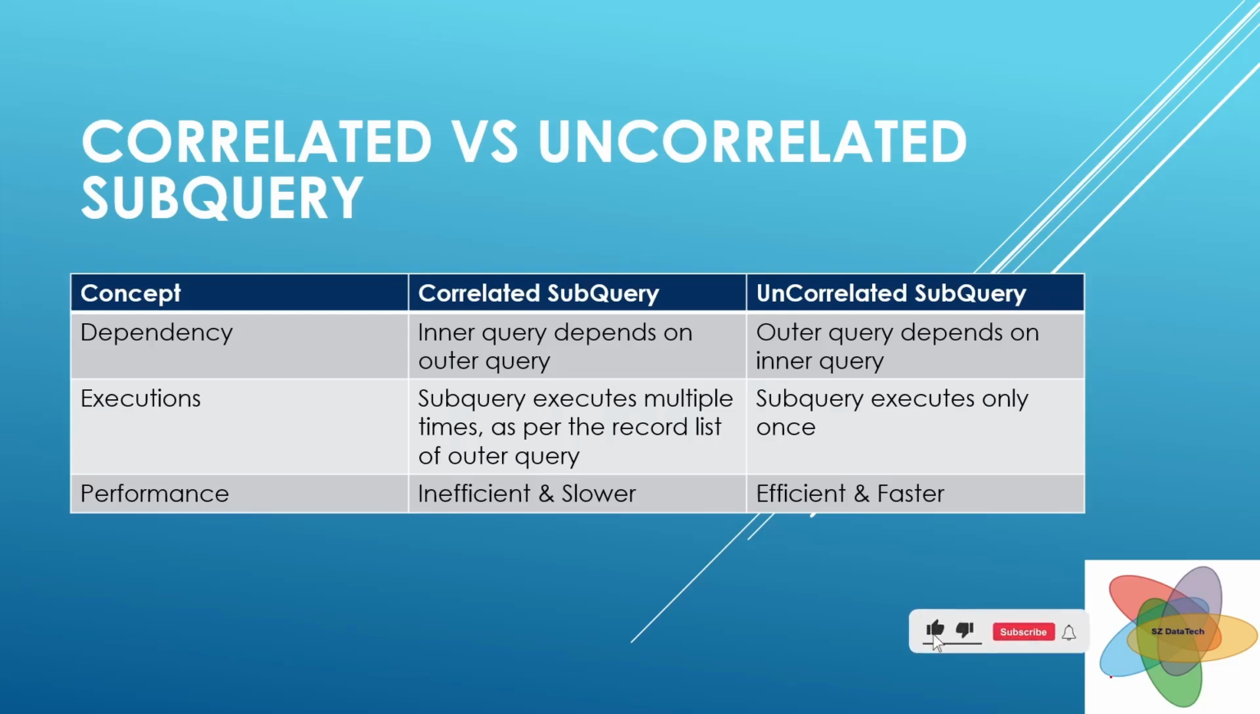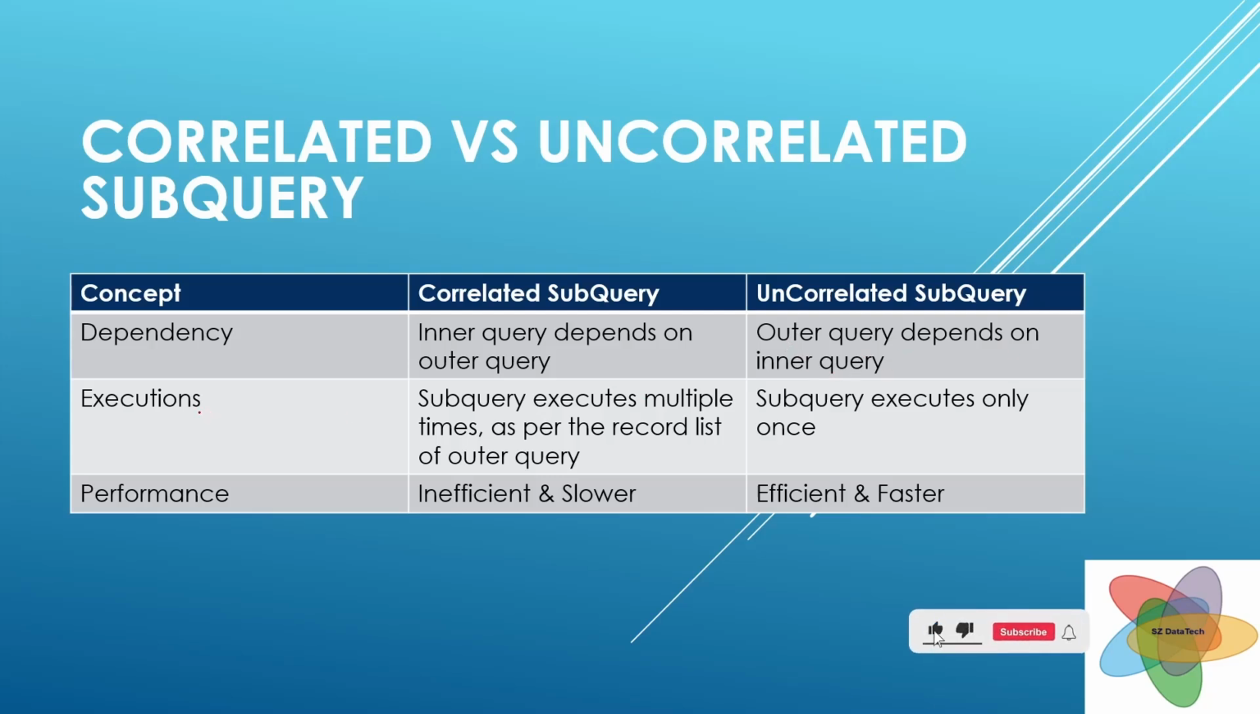Now let's discuss the difference between correlated subquery and uncorrelated subquery. An uncorrelated subquery we can also call a normal subquery. We have provided this difference on the basis of concepts like dependency, execution, and performance. Let's discuss dependency. In the case of a correlated subquery, the inner query, which we can call the subquery, depends on the outer query. Whereas in an uncorrelated subquery, the outer query depends on the inner query, that is the subquery.